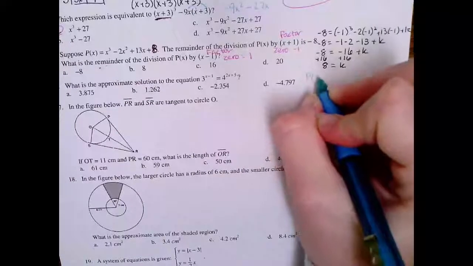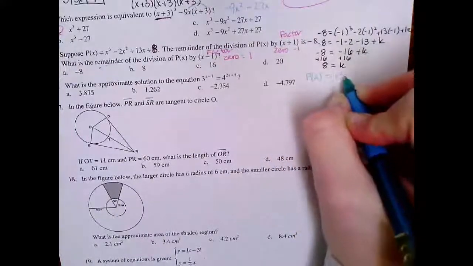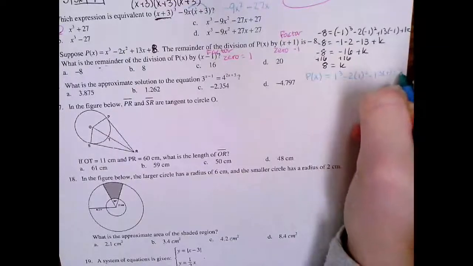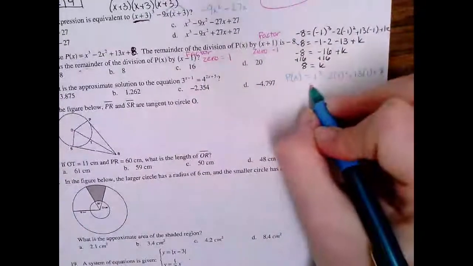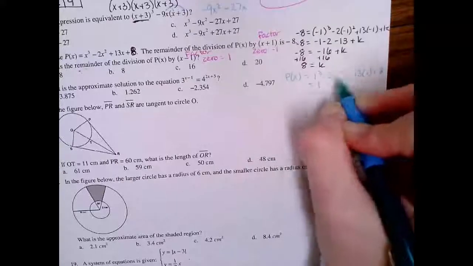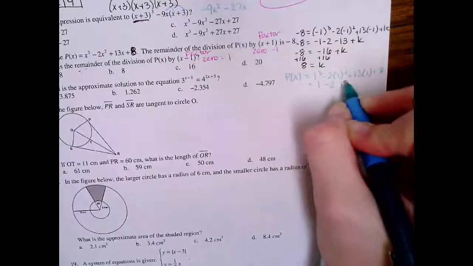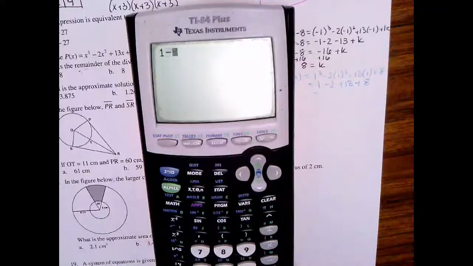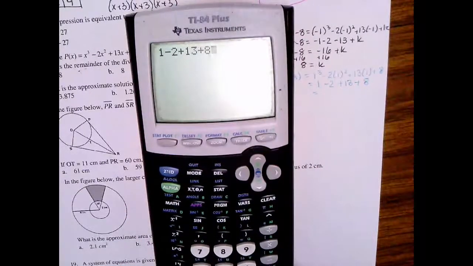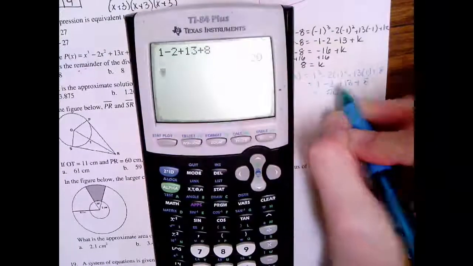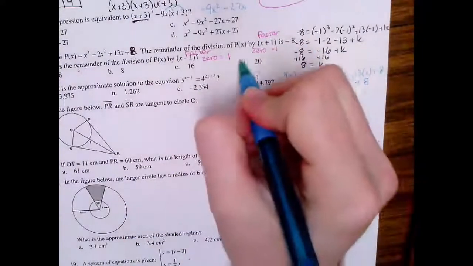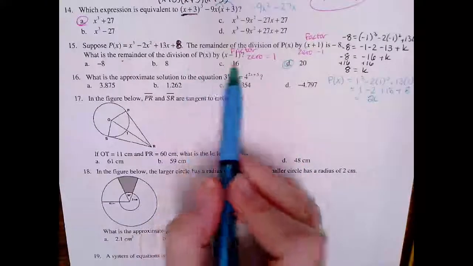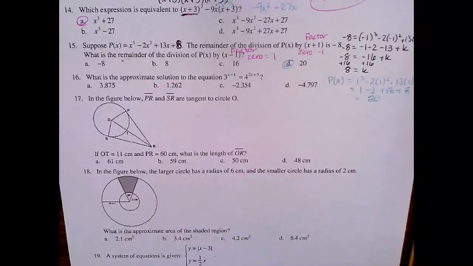So p of x, because that's what we're figuring out, equals 1 to the third minus 2 times 1 squared plus 13 times 1 plus 8. 1 to the third is 1. Negative 2 times 1 to the second is just minus 2, plus 13 plus 8. And I'm just going to plug that into my calculator, and I get a 20. So 20 is my remainder when I divide p of x by x − 1.